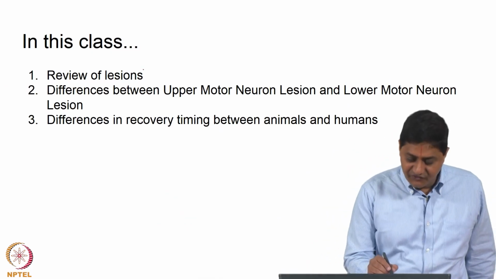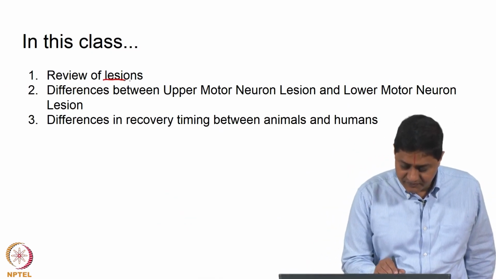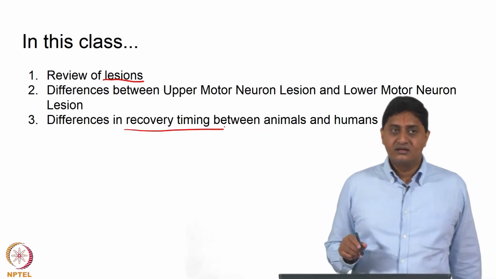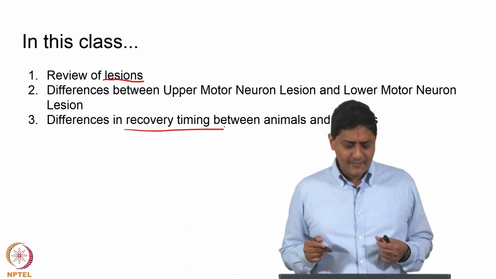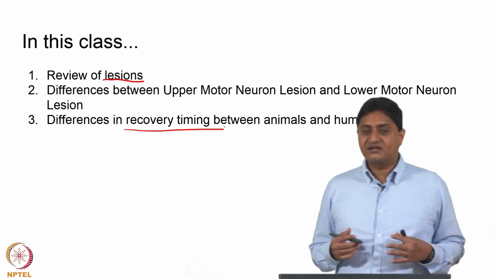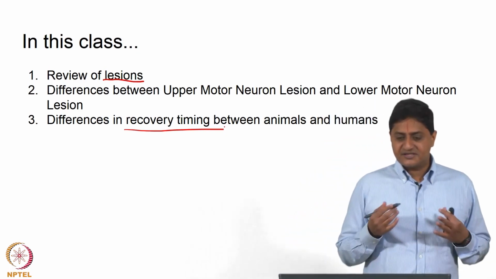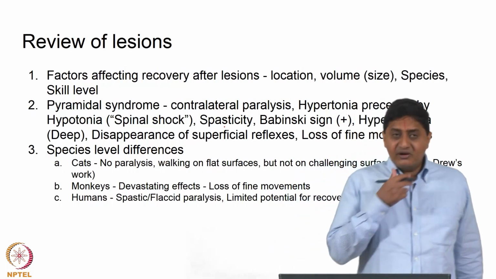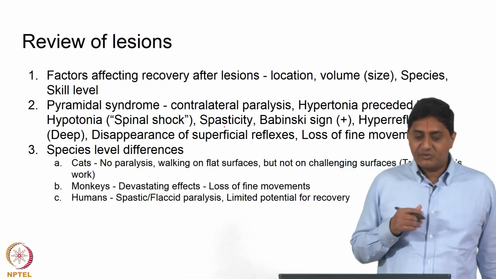In today's class we will be reviewing lesions, we will discuss the differences in recovery timing between animals and humans across species, and then we will discuss the differences between the two types of lesions, those that happen in the primary motor cortex or in the upper motor neurons. So, let us remember the discussion from the previous class.